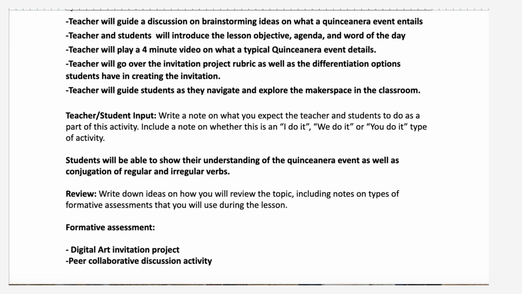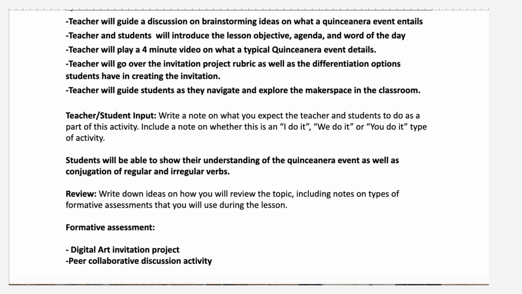So what is the sequence of the lesson going to look like? Well, the teacher will guide the discussion or brainstorming ideas on what a quinceañera event entails. The teacher and students will introduce the lesson objectives, agenda, and word of the day. The teacher will play a 4-minute video to the students on what a quinceañera looks like. And we will go over the project rubric as well as the differentiation options.